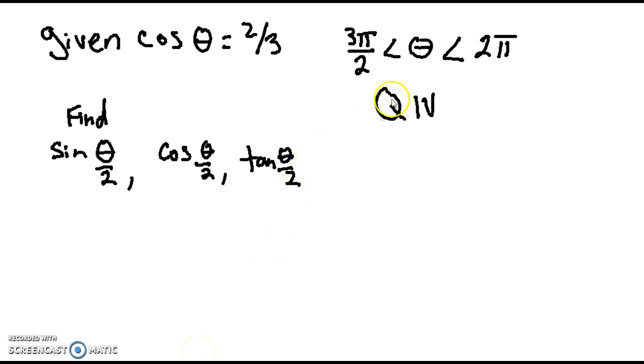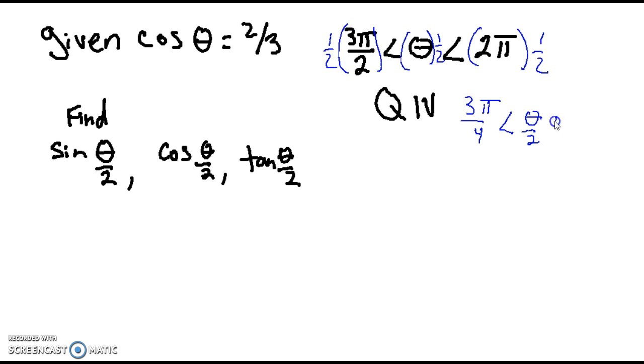So the first thing I need to do, if theta is in quadrant 4, is figure out where theta divided by 2 is. So up at the top, I am going to multiply everything by 1/2. And if I do that, I'm going to get 3 pi over 4 is less than theta over 2, which is less than pi. Now, my theta over 2, my half angle, is actually in quadrant 2.